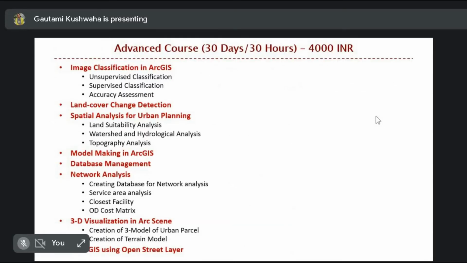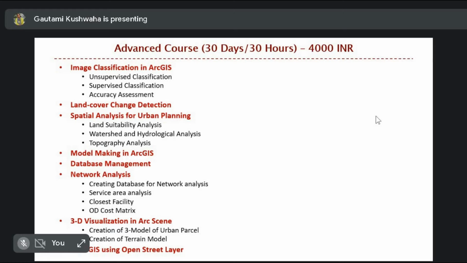And the next thing is the advanced course. We will be talking about advanced topics and concepts in that. We will be starting with image classification, that is land cover classification using satellite data. Then we'll be performing land cover change detection. And then spatial analysis like land suitability for any particular problem, watershed or hydrological analysis, topographic analysis. These things we will be performing using a digital elevation model, another type of raster dataset.